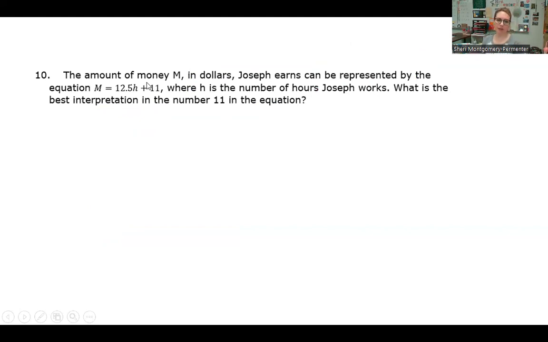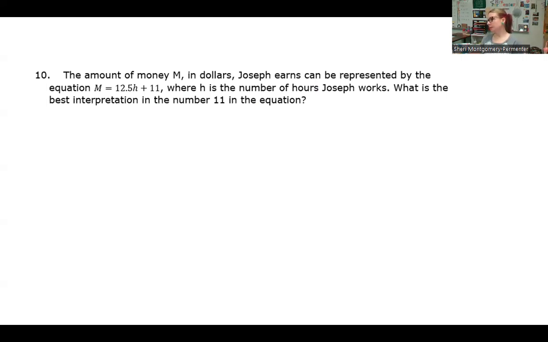Question number 10. The amount of money M in dollars Joseph earns can be represented by the equation M is equal to 12.5 H plus 11, where H is the number of hours Joseph works. What is the best interpretation for the number 11 in the equation?